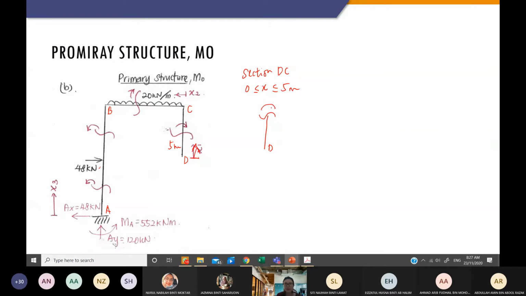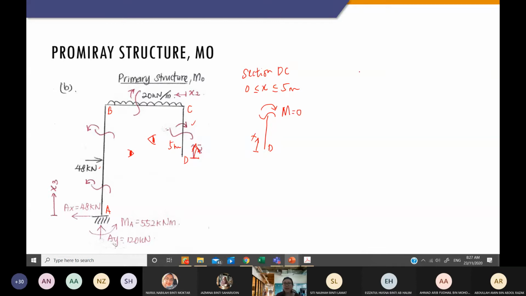Because I'm putting my eyes inside the frame, this is the positive sign, and when I put my eyes here, this is my positive sign. I'm drawing a positive sign to my cut section, and this is my X. If you look at it, there is no loading at all at this section. I'm considering the left section, so M will be equal to 0.